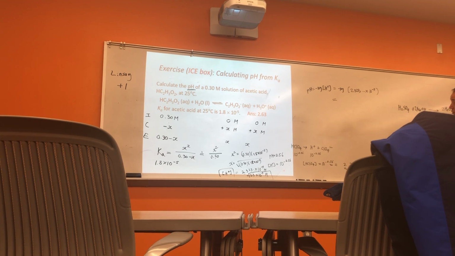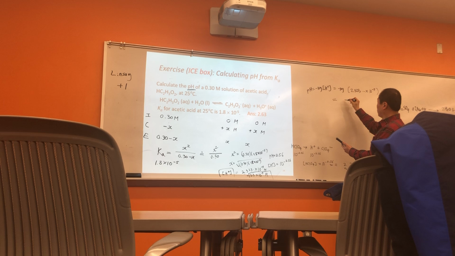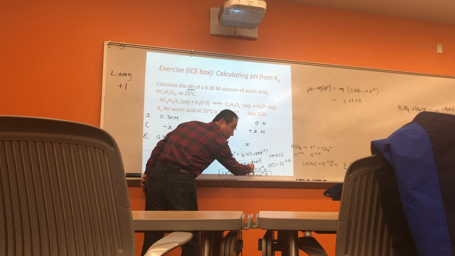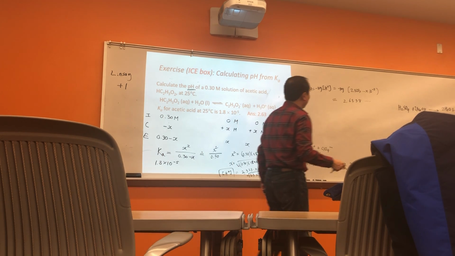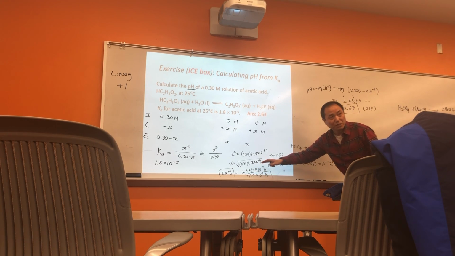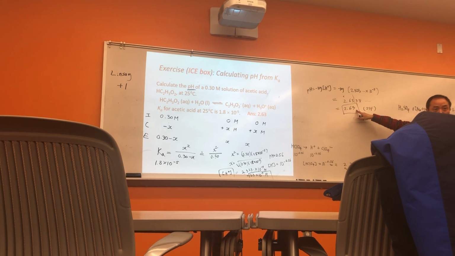And pH will be negative log of that number, which is 2.6338. But we saw there is 2 CP. According to 2 CP, our answer should be rounded right here. If this is not significant, this is significant. So your answer is 2.63. If you put in the rounded number instead of more digits, you may still have the same answer, but sometimes you may not have the same answer, okay? Sometimes it's less accurate.